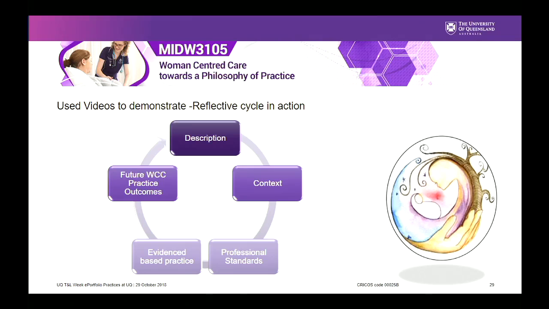And then they had to go to both the professional standards of practice and also some evidence to find out why they should change their practice on reflection of what they did. You know, the professional standards say I should have done this, or evidence-based tells me I should have done that. And then, of course, how does that affect your future outcomes?